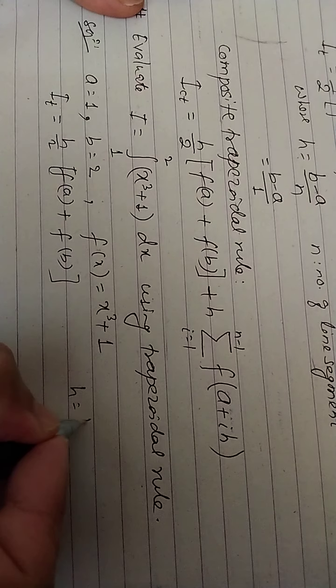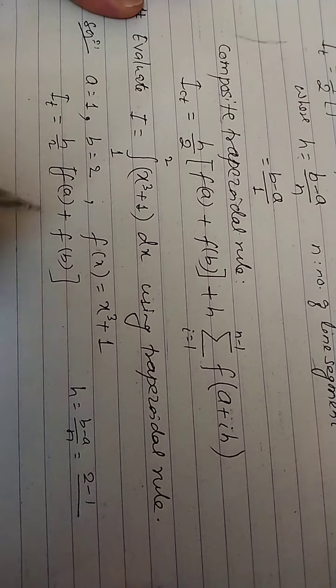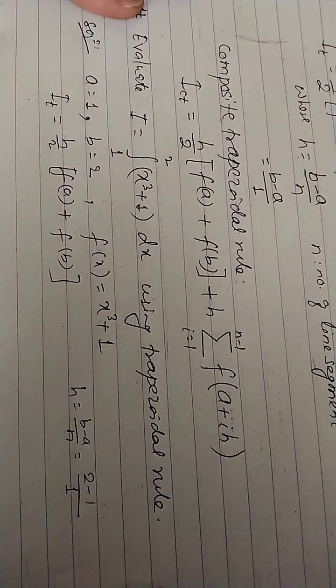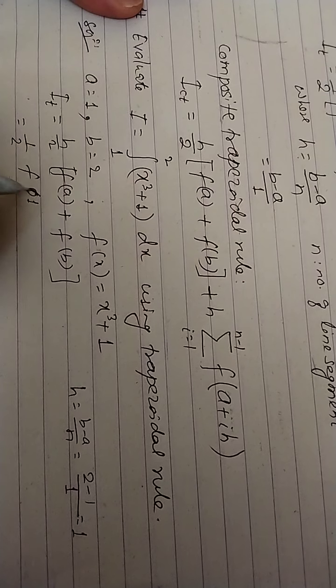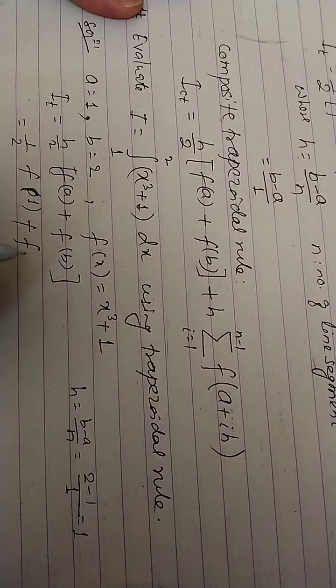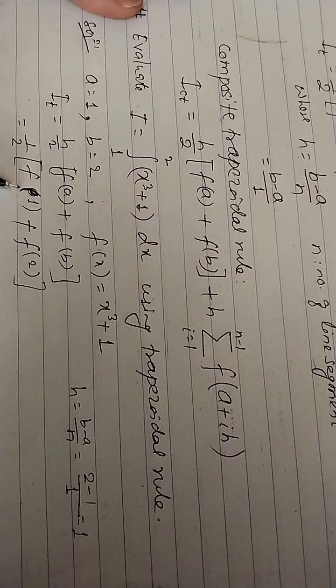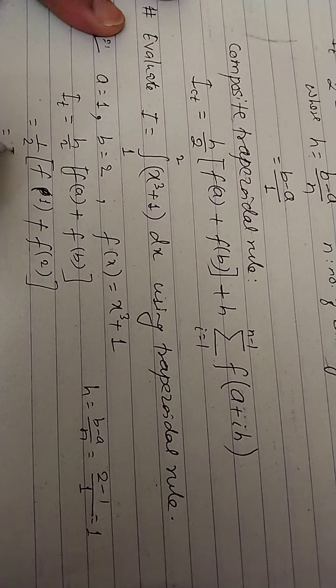So what is h in this case? B minus a by n. So b is 2 minus 1 by number of line segments. How many? Basic trapezoidal has two points. So number of line segment is 1. So basic trapezoidal n equals to 1. So that will be 1. Alright. So 1 by 2 f of 1 plus f of 2. Putting 1 gives 2 and putting 2 gives 9. So 2 plus 9 divided by 2. That will give you 5.5. So 5.5 is the answer.